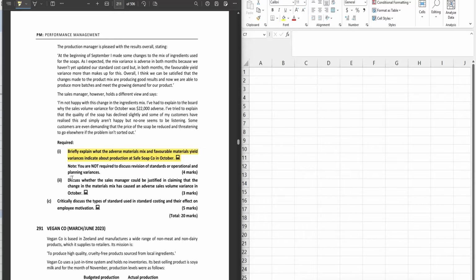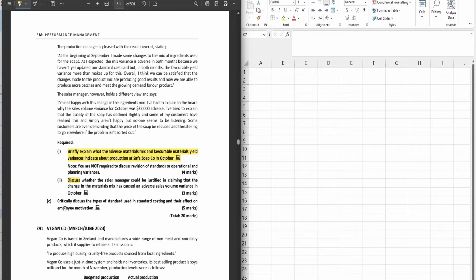Now in the next part, there is a requirement for the B part. Discuss whether the sales manager could be justified in claiming that the changes in material mix have caused an adverse sales volume variance in October. So again, this is the discussion part. Just note down the ACCA verb.